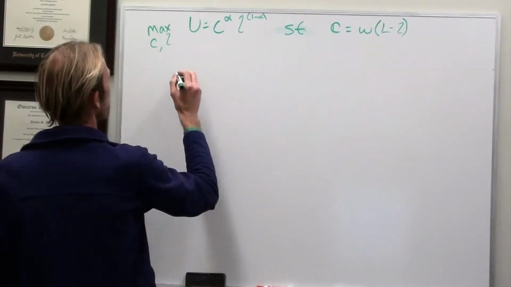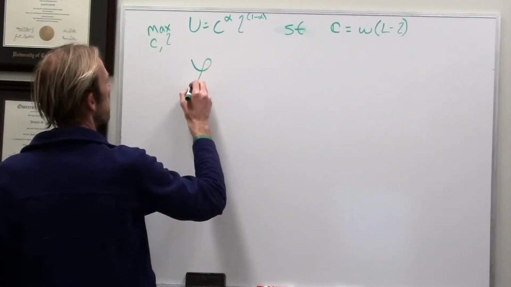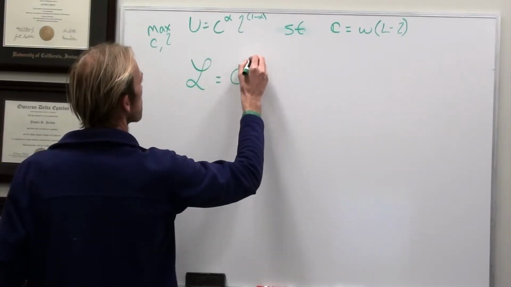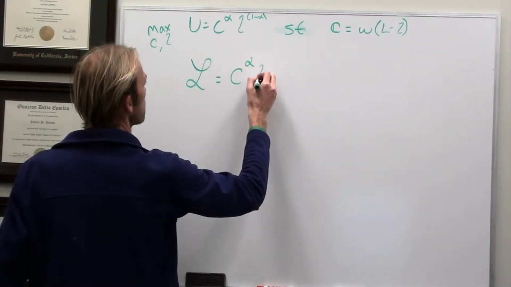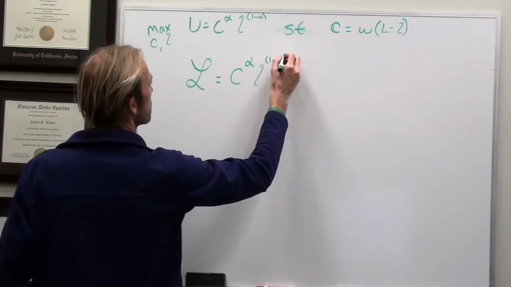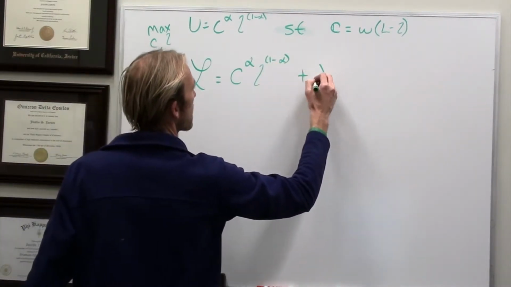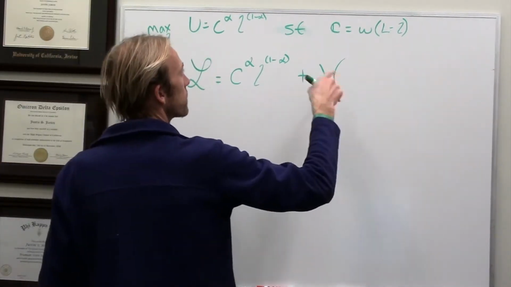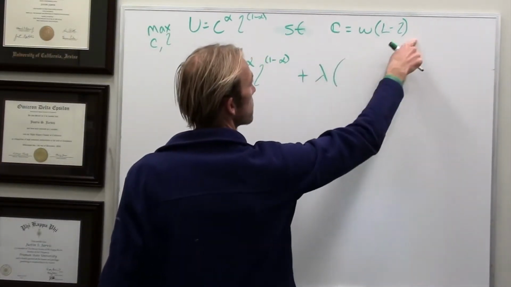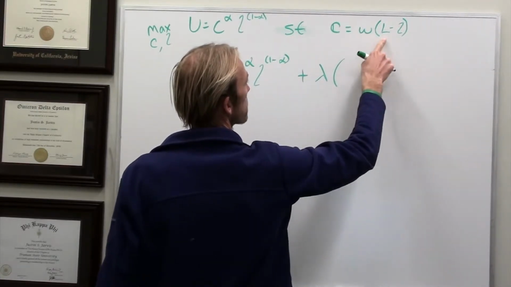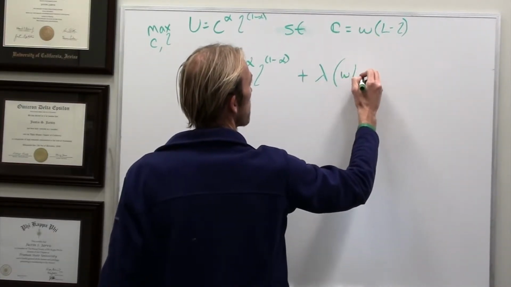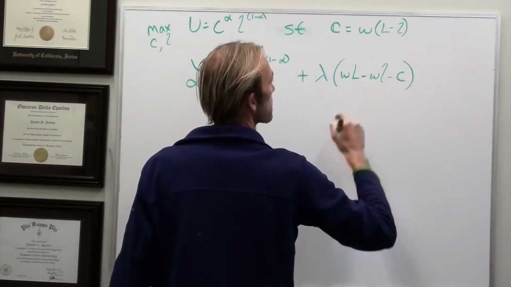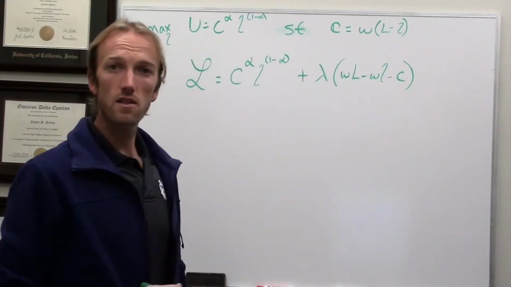If I go ahead and write down the Lagrange function, we take the objective function and we add lambda times the constraint with everything moved over onto one side. I'm going to move the C over onto this side. I'm also going to multiply this out to make it a little easier. WL minus W leisure minus C. That whole thing equals 0. Okay, so that's the Lagrange.